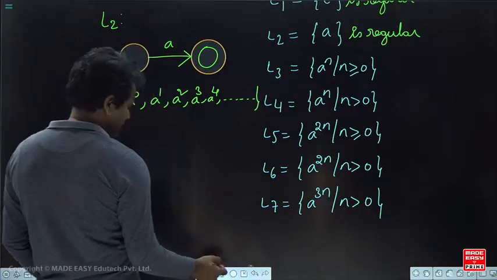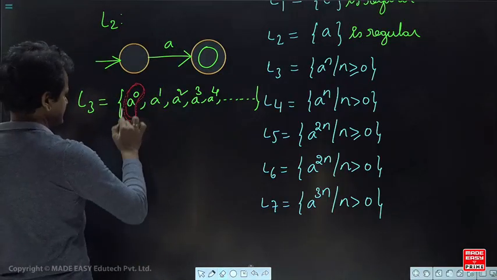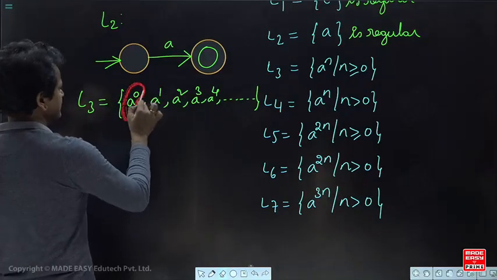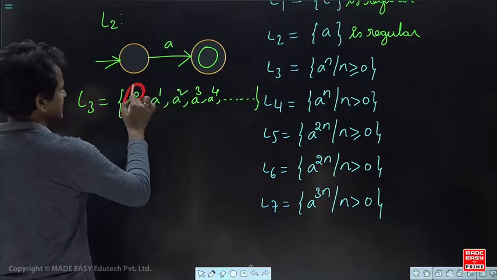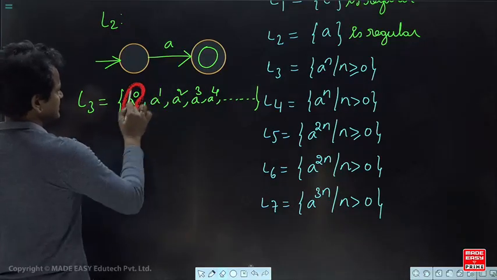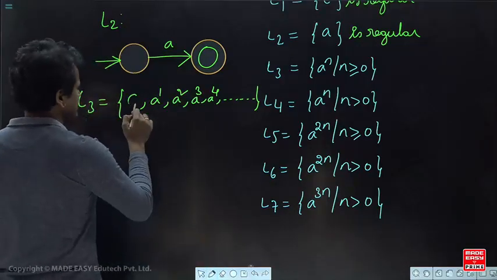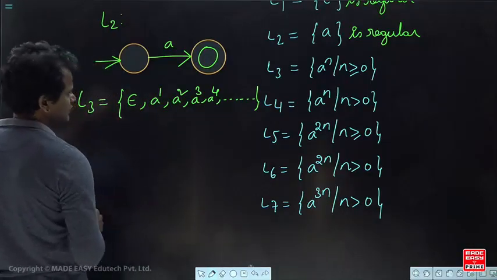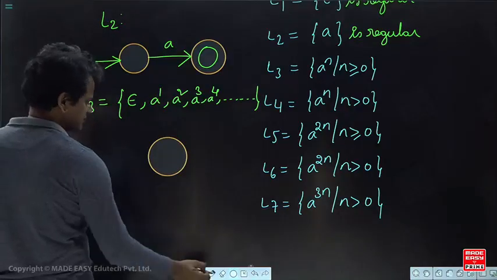What is a power 0? A power 0 is 1 in the case of mathematics, but here a power 0 means 0 number of a's. Zero number of a's means epsilon. Are you following? It is not 1, it is epsilon. And a power 1, a power 2, that is a square, a cube, a power 4. These are the strings in L3. And what is the smallest string? The smallest string is epsilon.